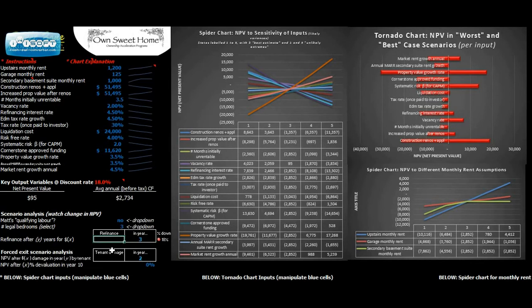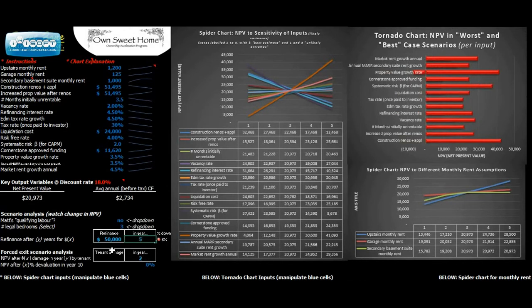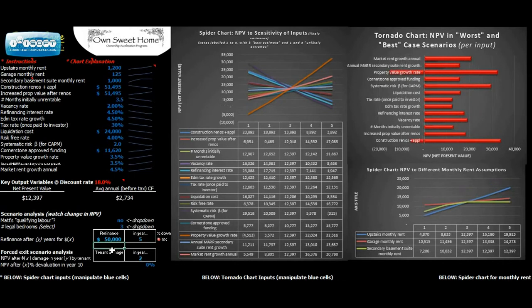So let's say I can refinance for 50 grand, and let's say I can do that in year 5. You can see everything kind of adjusted here. Okay, NPV is now at 12 grand, and it basically also accounted for the fact that when we sell in year 10, we're going to get 50 grand less. I didn't account for time value of money in that, just to preserve my sanity. So this is a little bit aggressive, but probably not unrealistic. Maybe knock a grand off of that.